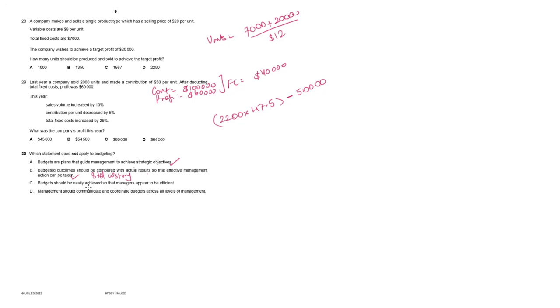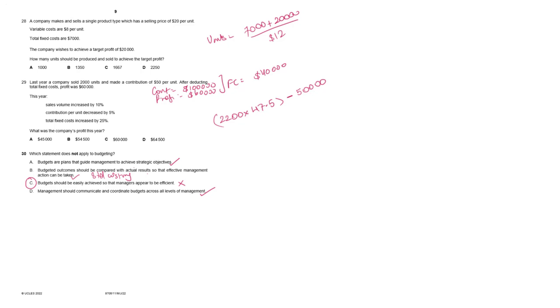Budgets should be easily achieved so that managers appear to be efficient, which is not a correct statement, because budgets should be competitive. It should not be very difficult to achieve, else it will lead to lack of motivation, and it should not be very easy also, otherwise there is no motivation for the managers and employees to put in their best effort. So C is not correct. Management should communicate and coordinate budgets across all levels of management. That's correct, because then everyone in the organization will be aware where the organization is heading, what are its goals, and everyone can work in the same direction. So C is the correct option here. It's not the right statement about budgeting.